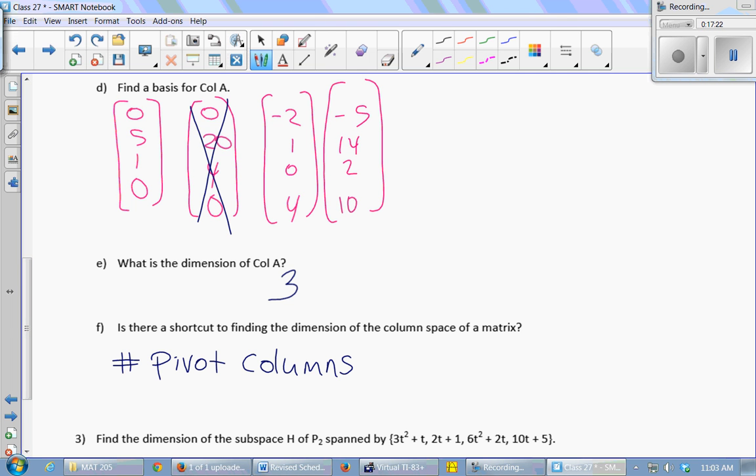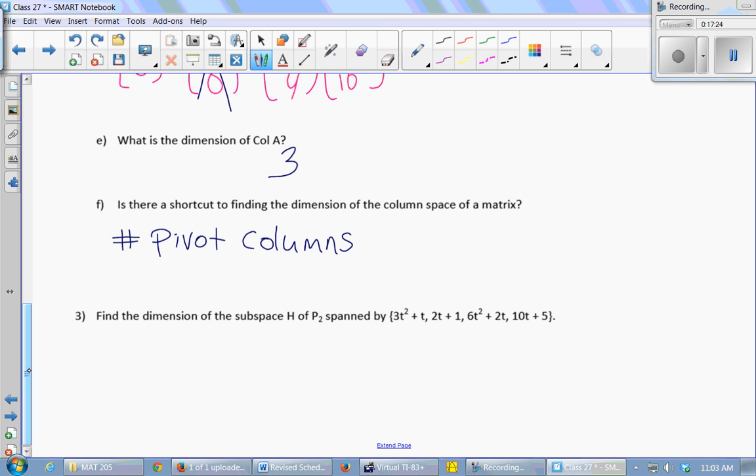Okay, last one together. I want to find the dimension of the subspace H of P2 that's spanned by these 1, 2, 3, 4 vectors. So P2 is isomorphic to R what? 3. So P2 is isomorphic to R3. How many vectors are in a basis for R3?